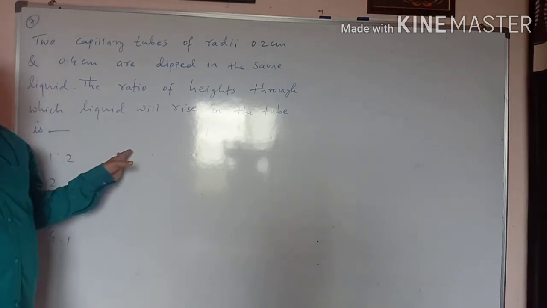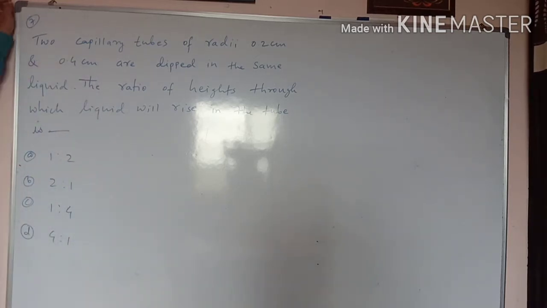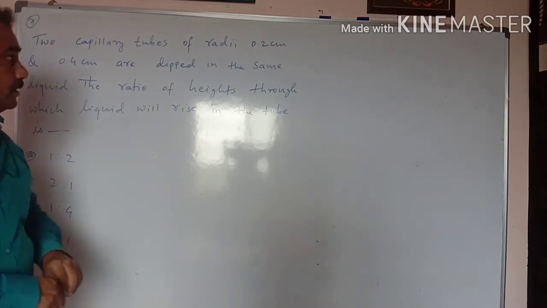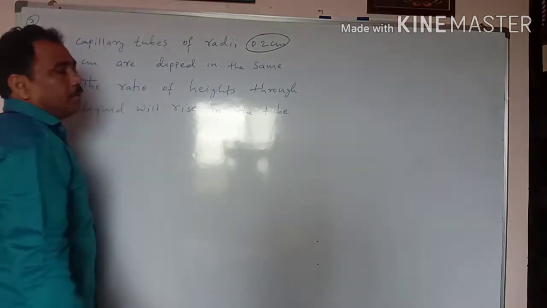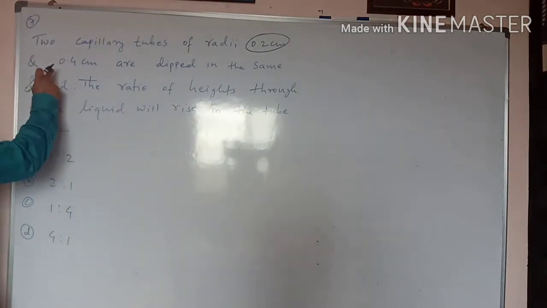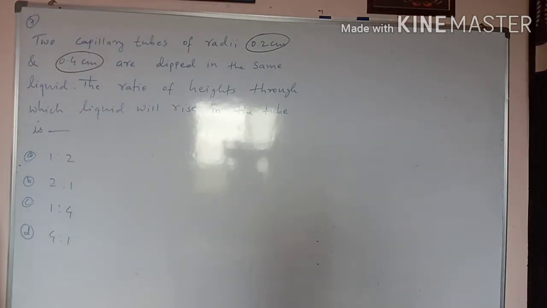So let us discuss the next problem. That problem is again related to the capillary tubes. So here two capillary tubes are given. The first capillary tube has radius 0.2 centimeter and the second capillary tube has 0.4 centimeter. That is, the two capillary tubes are dipped in the same liquid. Then the ratio of heights.